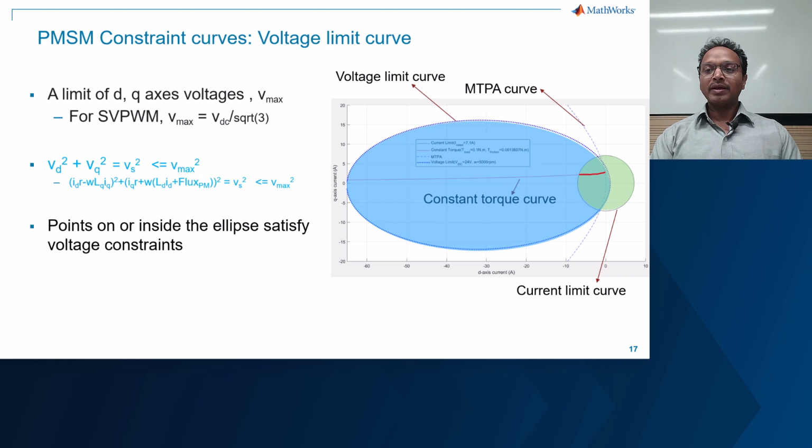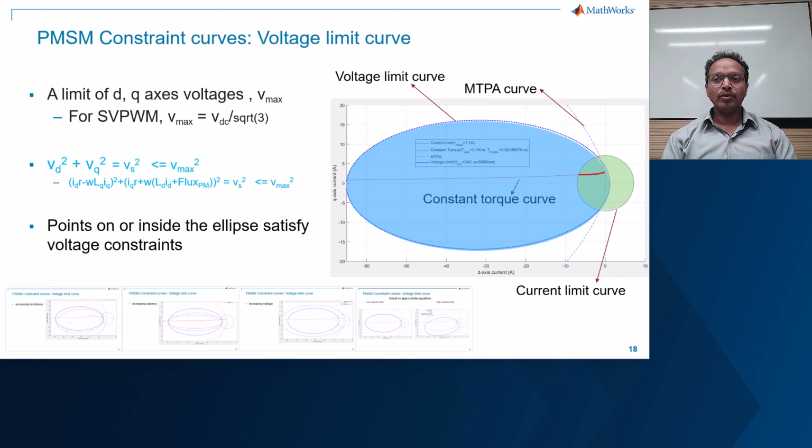Now there is an overlapping region available for the voltage limit curve and current limit circle, where the points from this overlapping region satisfy both voltage limit and current limit. The bright red line segment inside the overlapping region is a segment of the constant torque curve, whereas the points on this segment represent the set of points that satisfy all three conditions: the current limit, voltage limit, and the torque demand. Now we will look at how different motor parameters affect the shape and placement of the voltage limit curve.